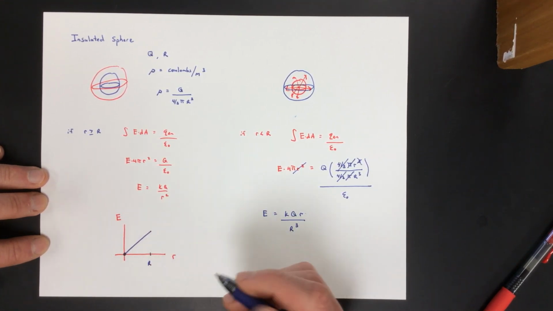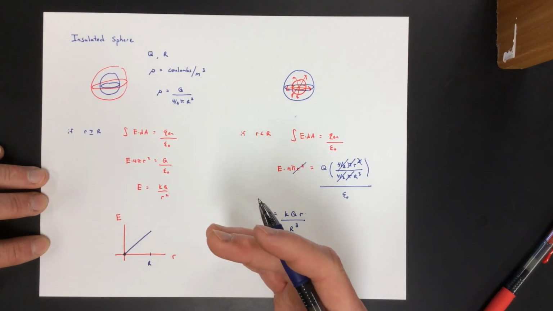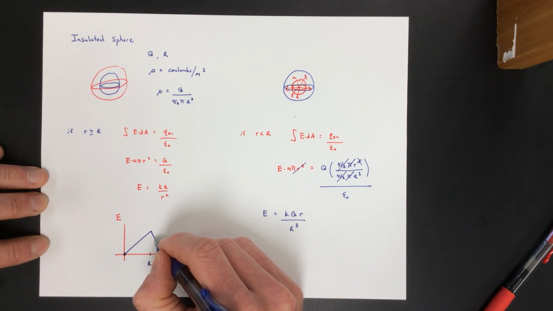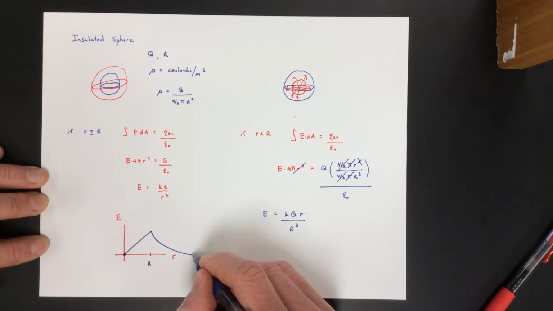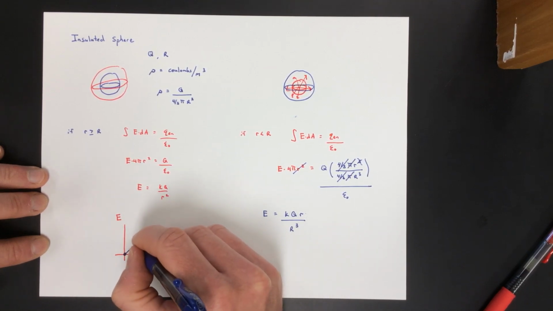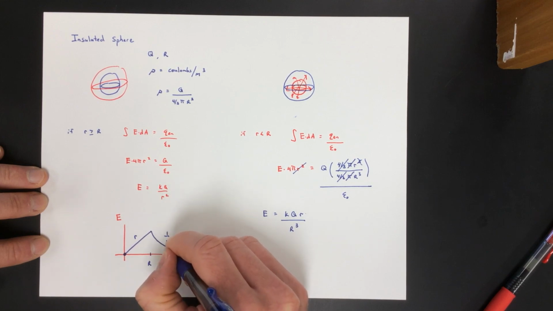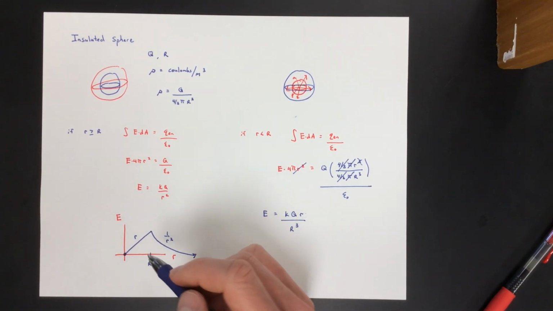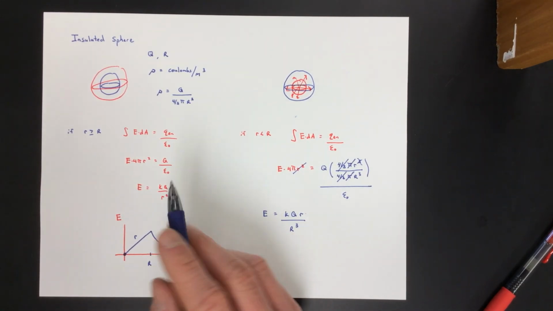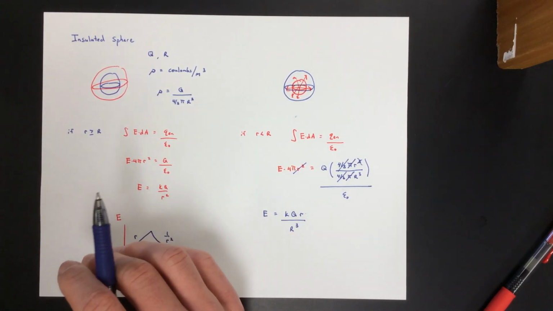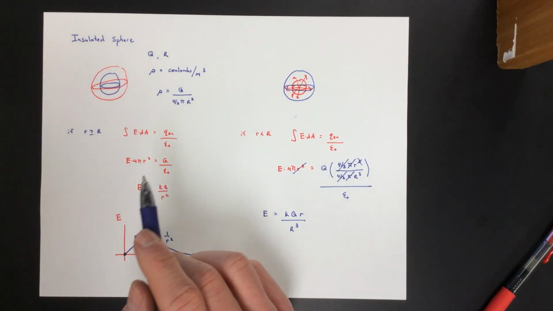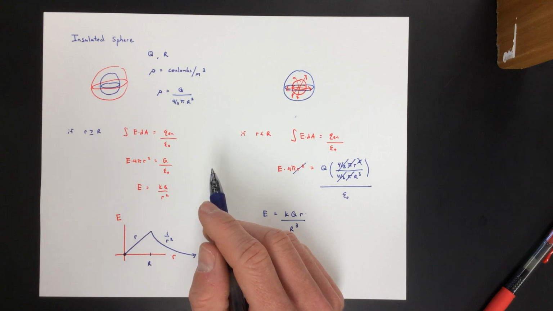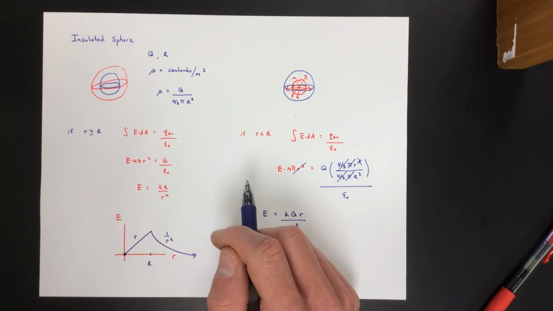Once little r becomes big R, then you're on the outside. And once you're on the outside, then the electric field decays like 1 over r squared, which is then going to asymptotically approach 0. So this grows like r, and then this decays like 1 over r squared, and they love this graph. And again, these are the main kind of cases: point, line, sheet, insulated sphere, and metal sphere. There are other examples that I'll do in the next video, but this certainly gets you started on Gauss's law.